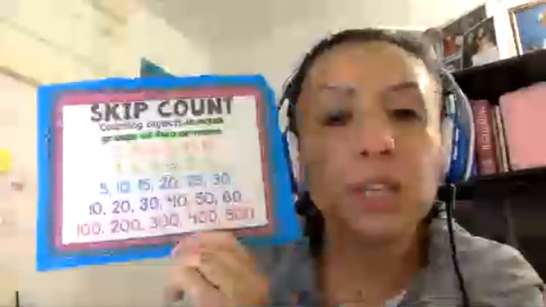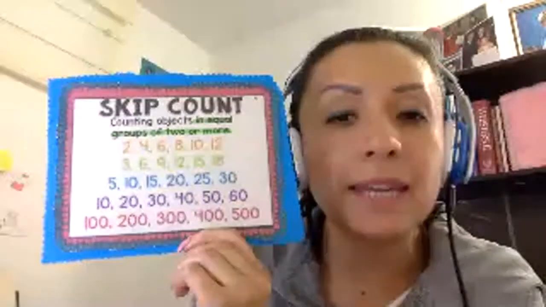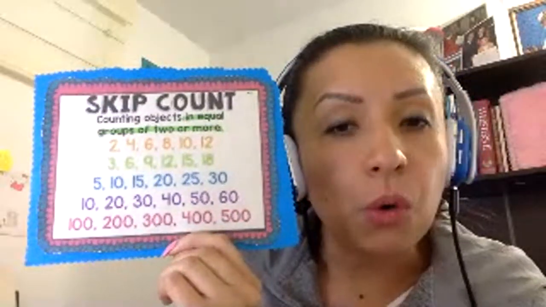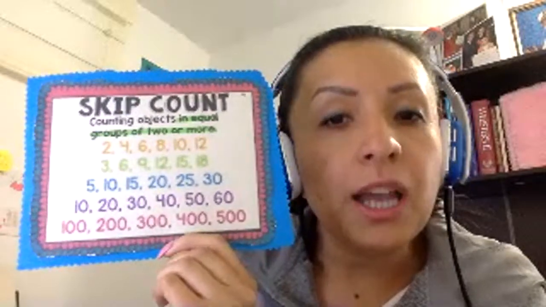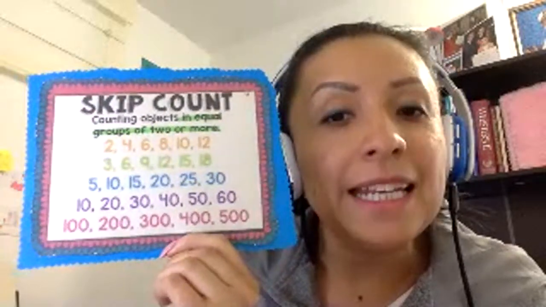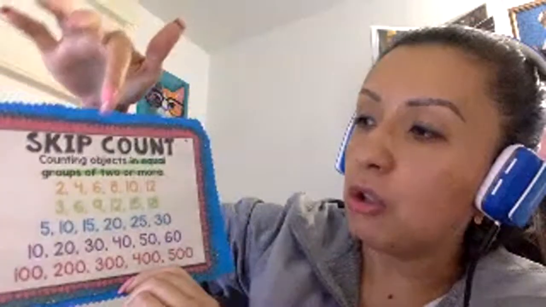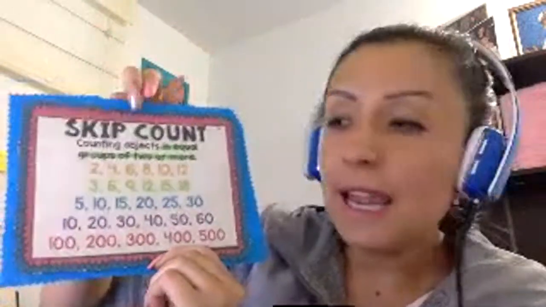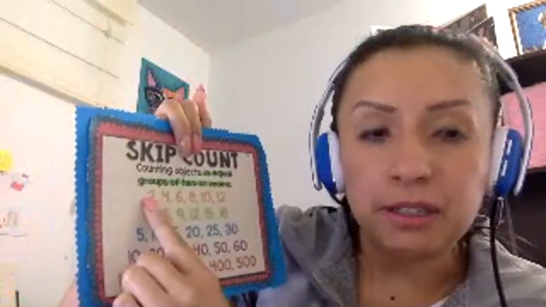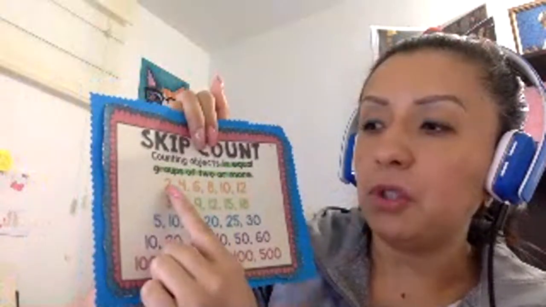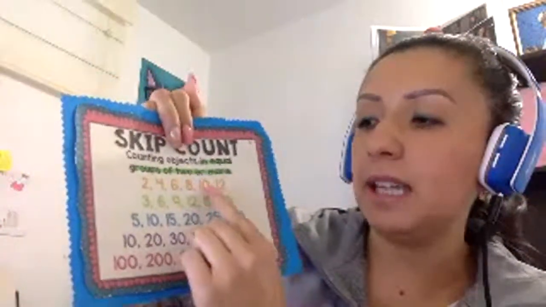The fourth keyword is skip count, or skip counting, right? To skip count, we have to count objects in equal groups of 2, 3, 5 or more. Let's check this number pattern. In this number pattern, we have 2, 4, 6, 8, 10, 12. That means that we have to add 2 each time. So we have to count by 2s to find out the next number.